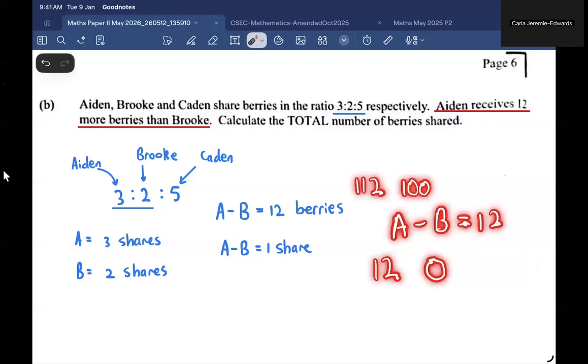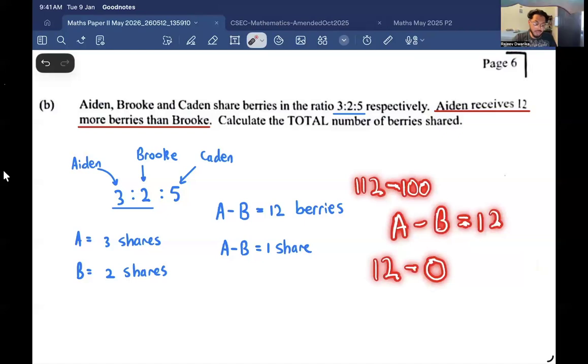You understand? So whatever amount Brooke has, Eden will always have 12 more. So when you subtract, it will always be equal to 12, because the difference will always be 12. Eden is always receiving 12 more than Brooke. Look at this for instance. What's 112 minus 100? 12. What's 12 minus 0?